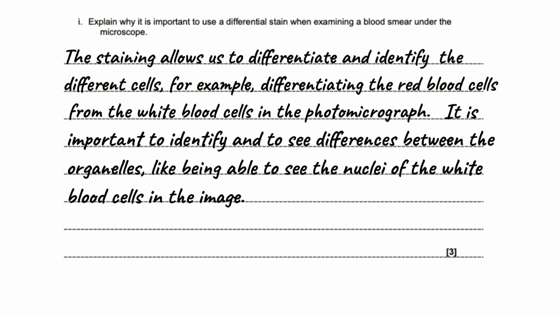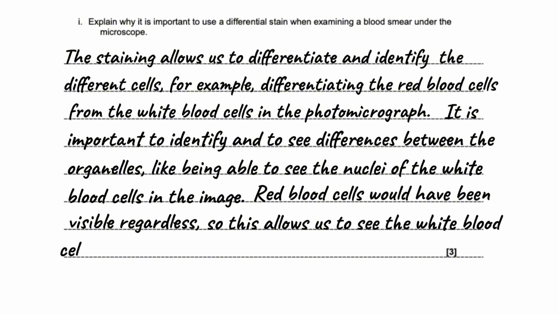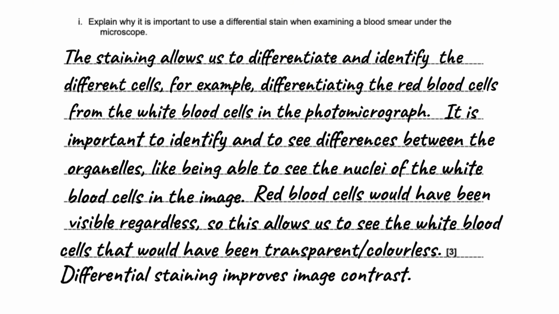Red blood cells are always red, so you can also say that red blood cells would have been visible regardless. This allows us to see other cells like white blood cells, which would have been transparent or colourless otherwise. You should also mention that differential staining allows you to improve the image contrast because otherwise it wouldn't be very clear and you wouldn't be able to tell the cells apart.